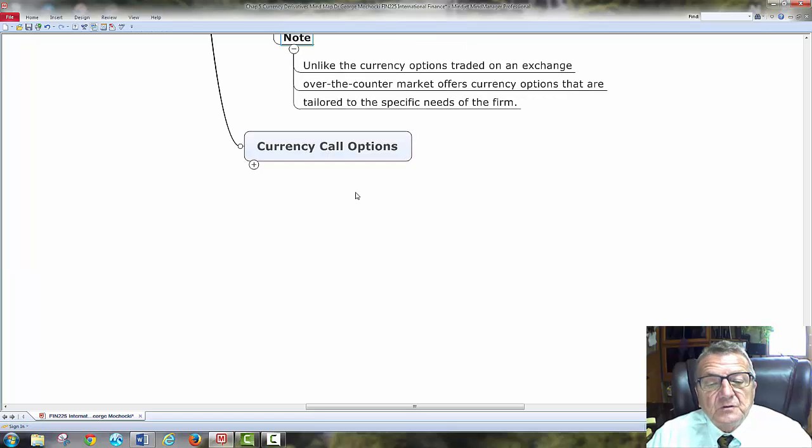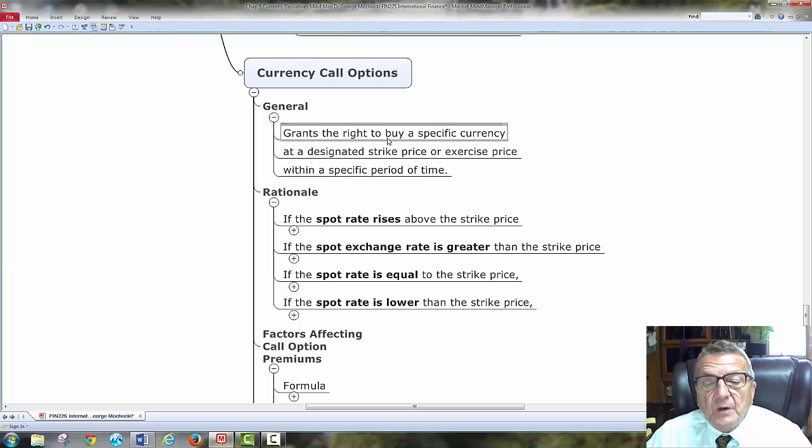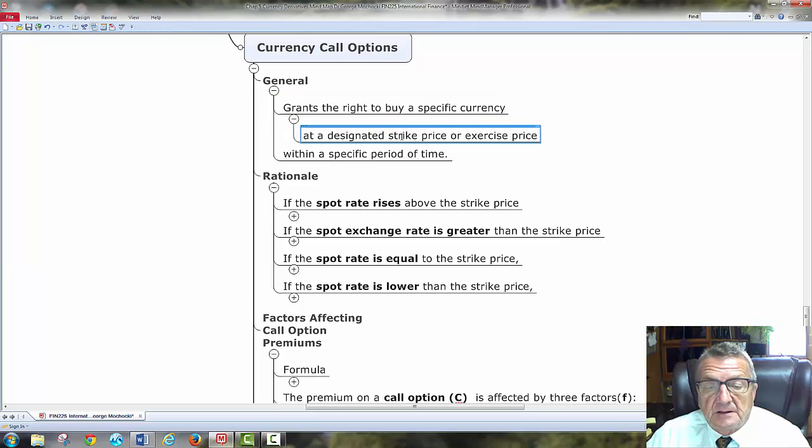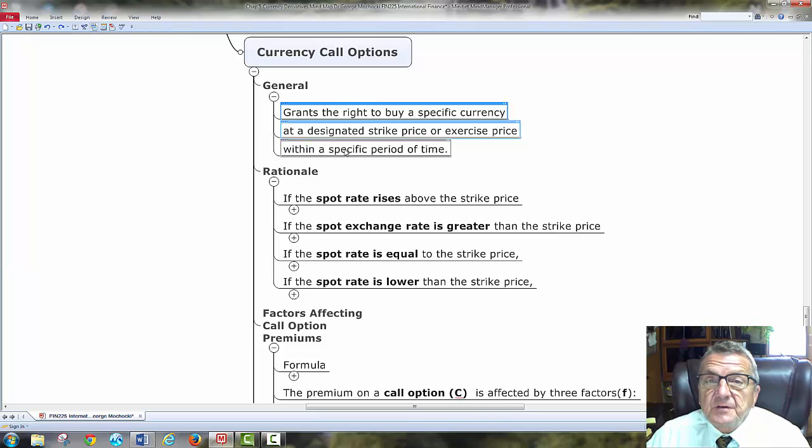Now, currency call options. In general, a call grants the right to buy. I'm calling it in, like eBay, calling it to buy. It grants the right to buy a specific currency at a designated strike price or exercise price, within a specific period.